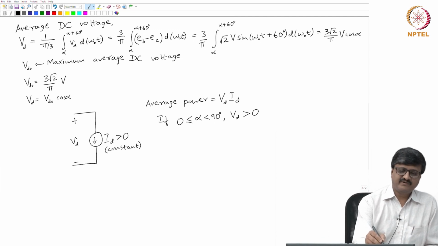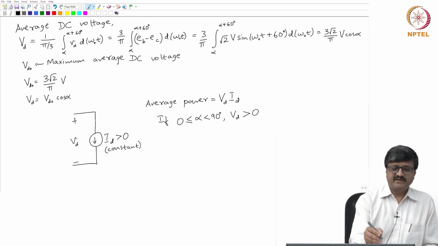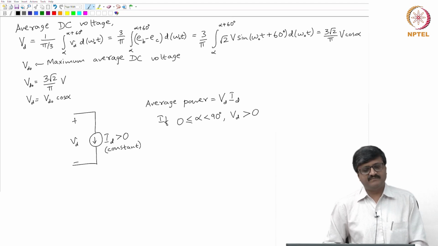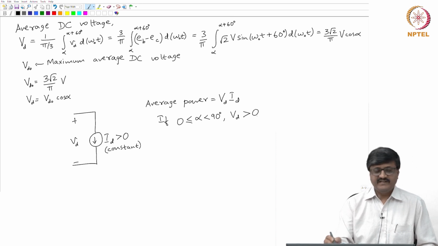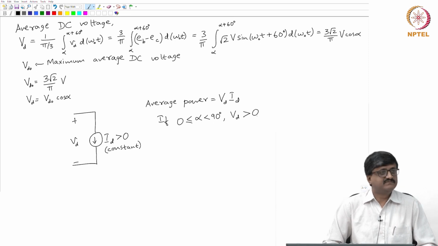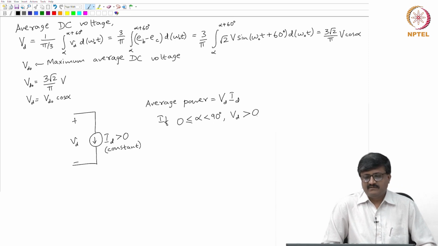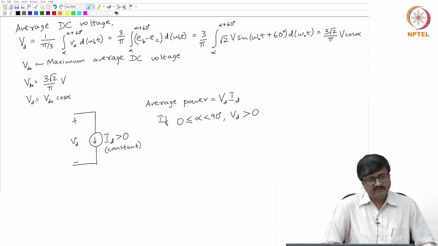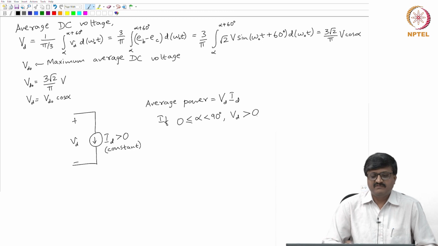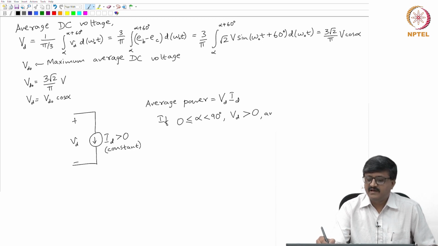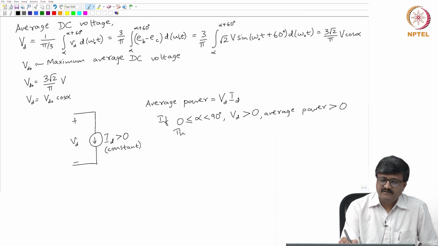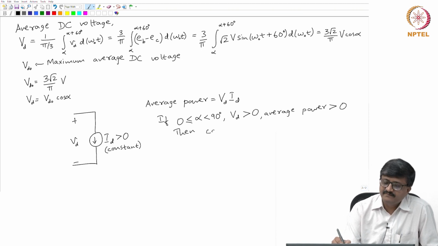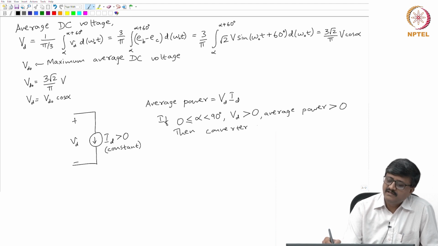I hope I am able to differentiate between the instantaneous vD by using a lowercase v and an uppercase V for the average value. So, the average value of VD should be greater than 0, only then the average power is okay. So, if alpha is greater than or equal to 0 and less than 90, then VD is positive and average power is positive. Then the converter operates as a rectifier.